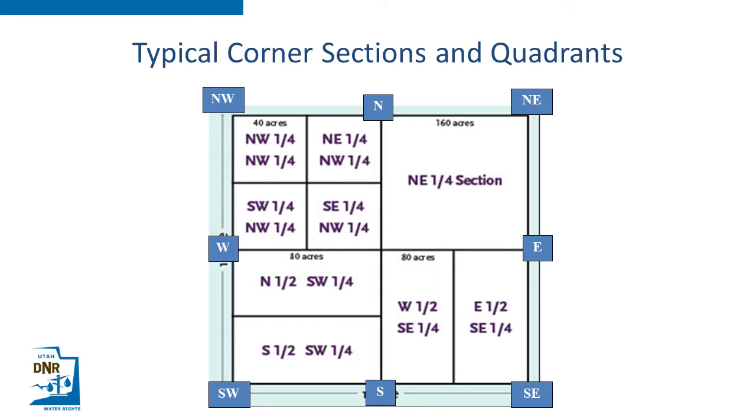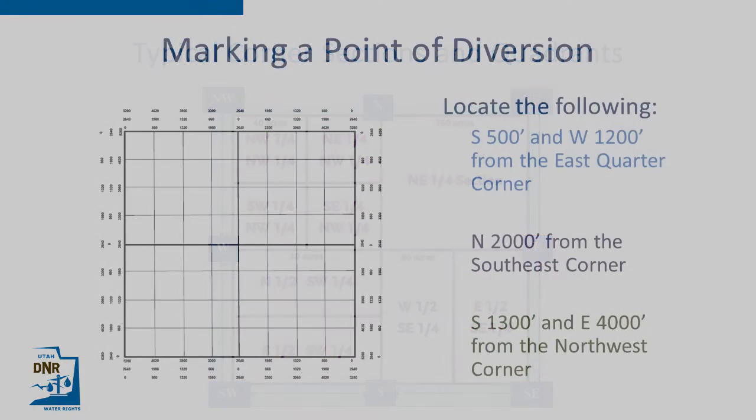Each section has 8 section corners. For instance, the northeast corner, the north quarter corner, even though this is not an actual corner, the northwest corner, the west corner, the southwest corner, the south quarter corner, the southeast, and the east quarter corner.